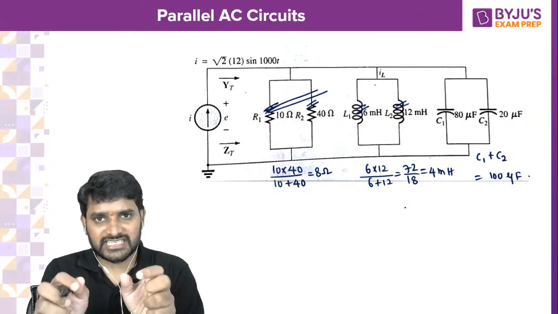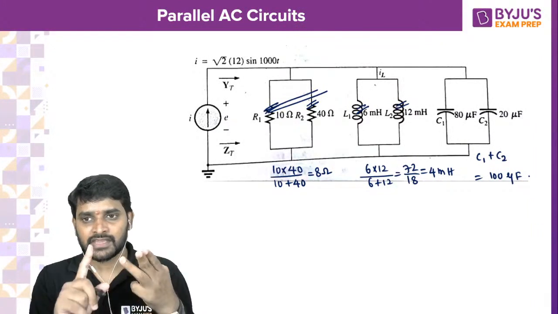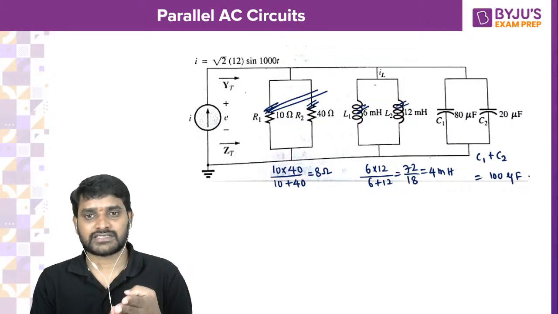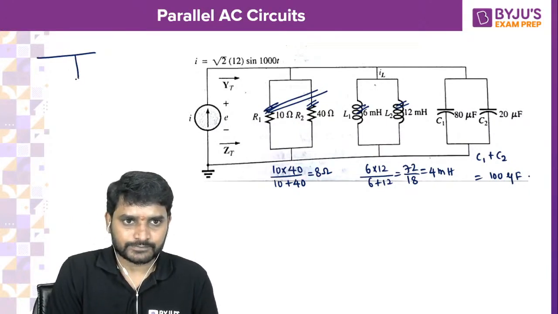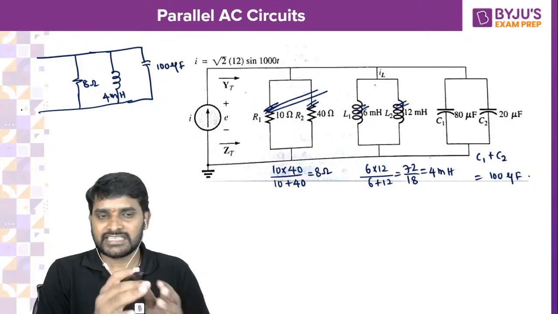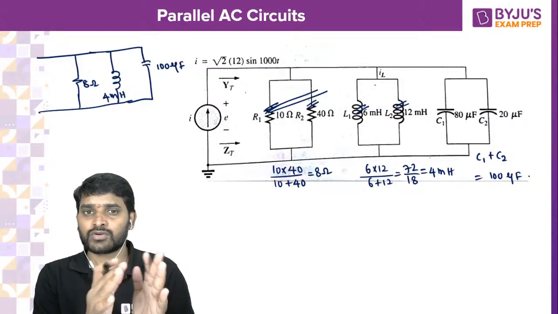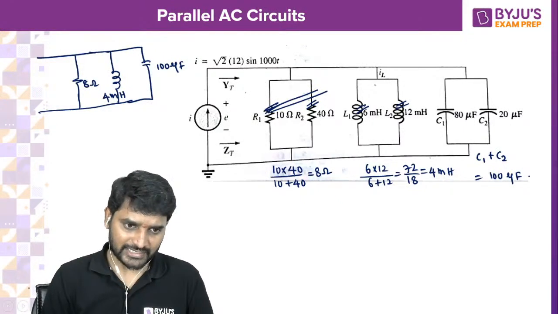So two resistors can be replaced with one resistor, two inductors can be replaced with one inductor, two capacitors can be replaced with one capacitor. Now only 3 elements I have got. So I'm replacing here 8 ohms, 4 millihenries, and 100 microfarads. Just now we have seen for three elements how you are going to connect, how you can calculate the impedance. You can calculate impedance, you can calculate admittance also.